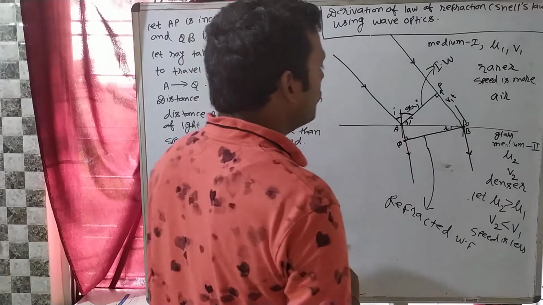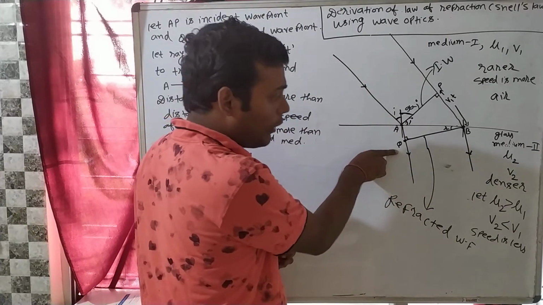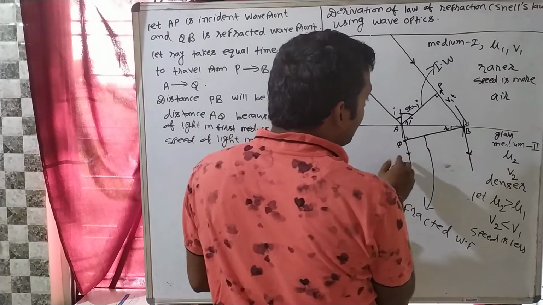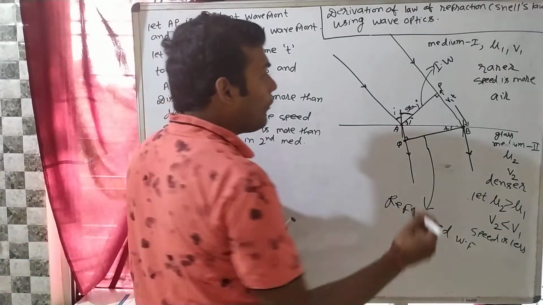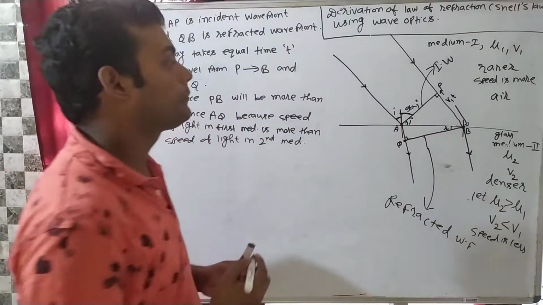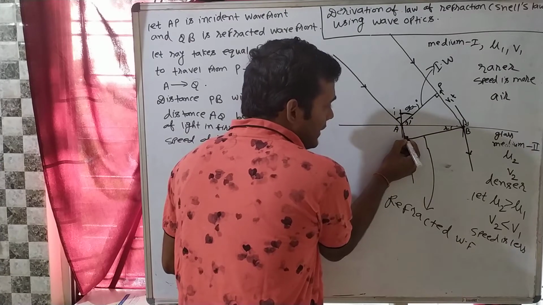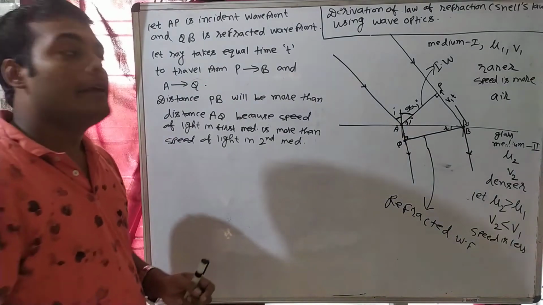Now we know that this is the direction of the wave, the direction of the ray of light, and we know that the wavefront is perpendicular to the direction of the ray of light. So I will make it like this. See, this angle must be how much? 90, because this is the wavefront and this is the direction of propagation of the ray of light.